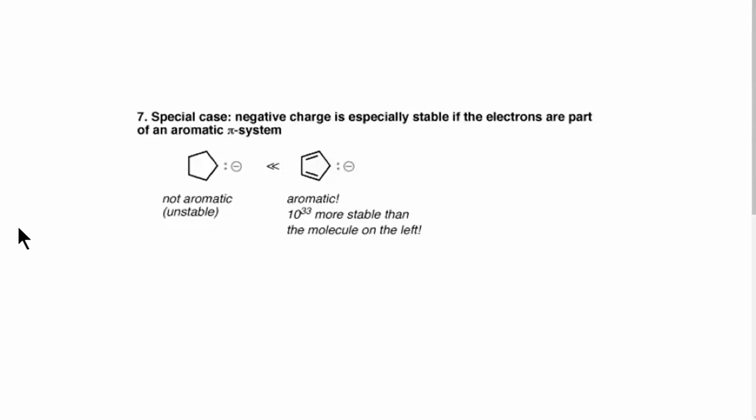Let's talk about the last factor. There's a special case where the negative charge is more stable when it is part of an aromatic system. Here, this particular molecule is not an aromatic compound, so it is very unstable. Then this particular one, being an aromatic compound having 6 electrons, follows the 4n plus 2 rule, that is Huckel's rule. This particular compound is 10 raised to 33 times more stable than the molecule on the left.